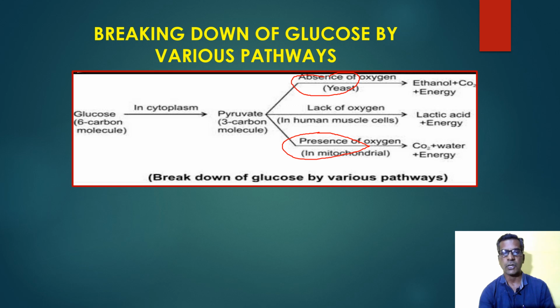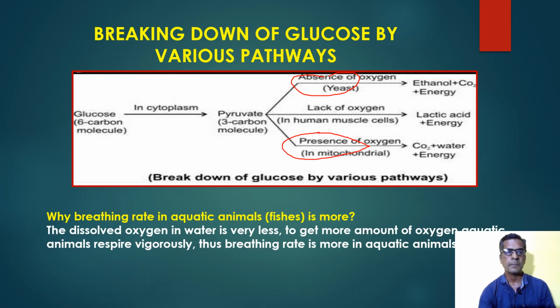Again, students, we have a small doubt. Why is the breathing rate in aquatic animals, for example fishes, more? Why do aquatic animals respire vigorously? The answer is simple, because the dissolved oxygen in water is very, very less. This is very important. In the atmosphere, in the air, we have almost 21% of oxygen, but in water the amount of oxygen is very, very less. So to get more oxygen, aquatic animals respire vigorously. Thus, the breathing rate is more in aquatic animals.